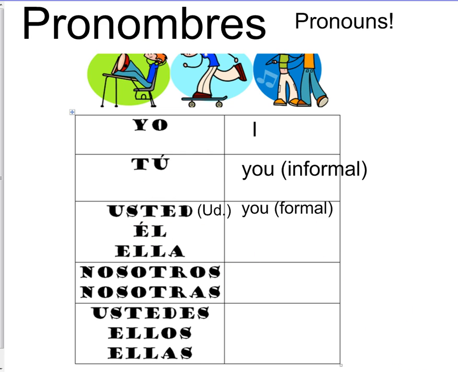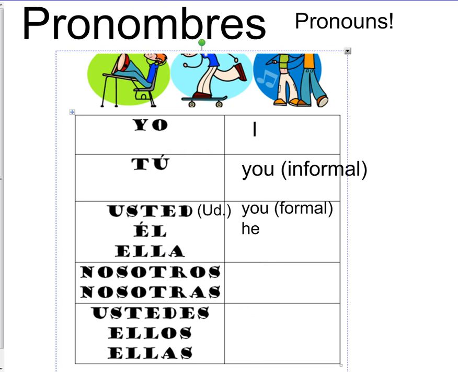Then we have él right here, and él with the little accent mark. That's super important because el without the accent mark means the. It's an article. This él with the accent mark means he. And we're going to put it right here. It means he. The reason why these are in these boxes, you'll find out later. Okay, why are they grouped in these boxes is important also.